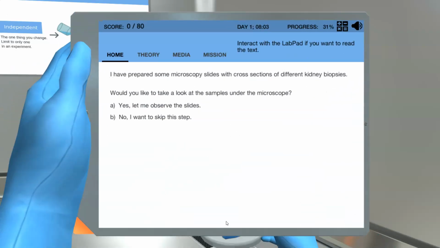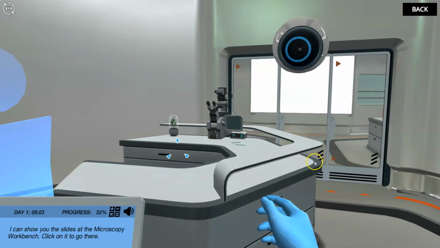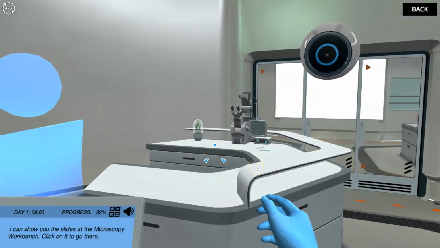I have prepared some microscopy slides with cross-sections of different kidney biopsies. Would you like to take a look at the samples under the microscope? Awesome. I can show you the slides at the microscopy workbench. Click on it to go there.